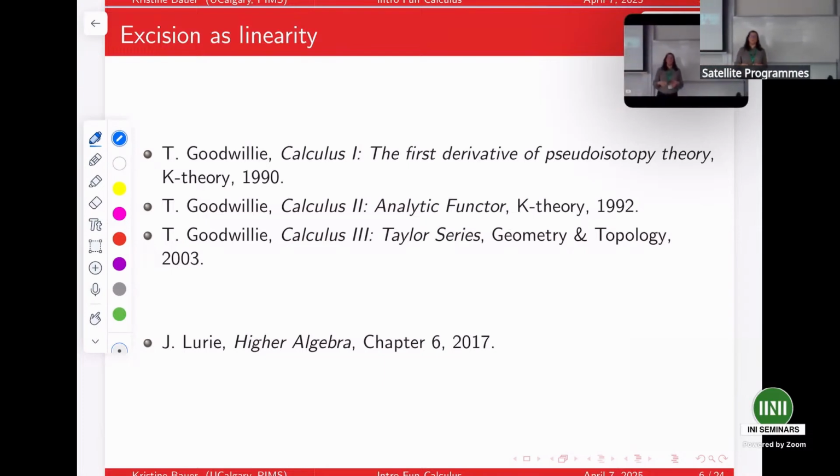And I'm going to choose excision as the way that I go for what it means to be linear. And that means that I'm basically following the course set out by Goodwillie in Calculus 1, 2, and 3. So if you want to know more about the things that I say in these lectures, that's where to go. If you prefer to think about infinity categories instead of categories, then I'll also be from time to time talking about things that appear in chapter 6 of Higher Algebra, which is very much the same perspective.